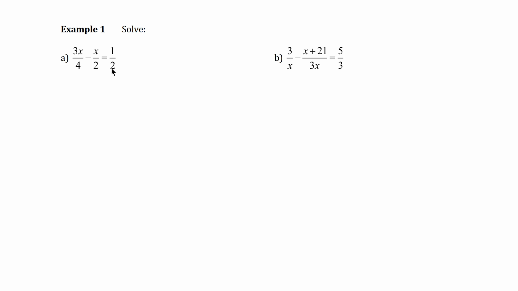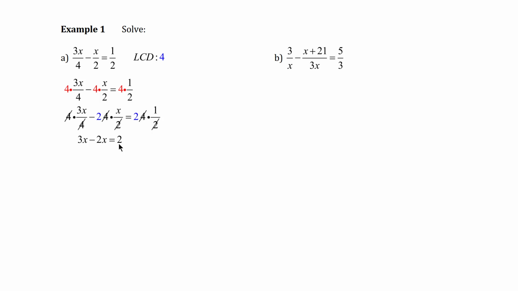Next, we need to get rid of the fractions by multiplying each fraction by the LCD, which is 4. So we have 4 times 3x over 4 minus 4 times x over 2 equals 4 times 1 over 2. Next, we simplify. 4 times 3x over 4: the 4's cancel out and we get 3x. Next, we have 4 times x over 2. 4 divided by 2 is 2, and then we have 2 times x, which is 2x. Next, we have 4 times 1/2, which is 2. So the result is 3x minus 2x equals 2.